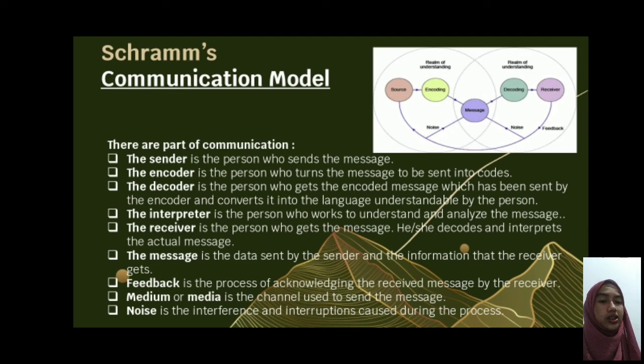The message is the data sent by the sender and the information that the receiver gets. And feedback is the process of acknowledging the received message by the receiver. Medium or media is the channel used to send the message. And the last, noise is the interference and interruption caused during the process.